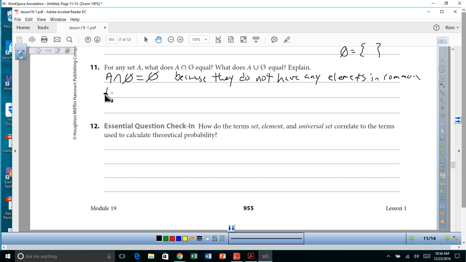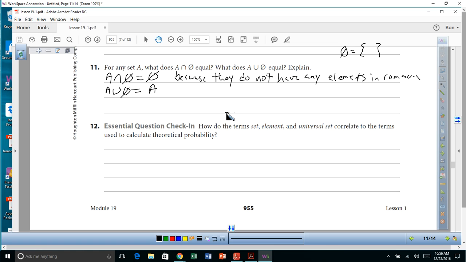What about A union the empty set? Well, what is that going to equal? It's going to equal A. Why? Because you combine all the elements of both sets. And since the empty set has no elements, it's just what's in set A.